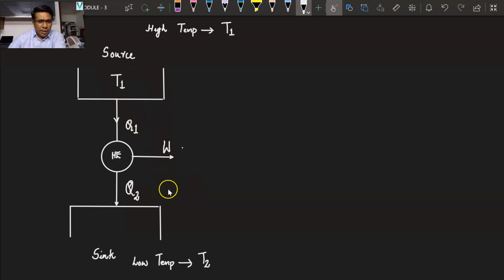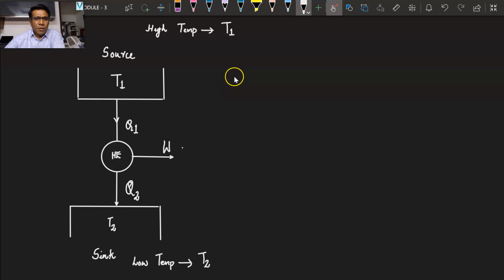So this block diagram is now completed. The heat engine absorbs heat from the high temperature source, converts a portion of it into work, and the remaining heat is rejected to the sink, which is kept at the temperature T2. That is the basic functioning of a heat engine.